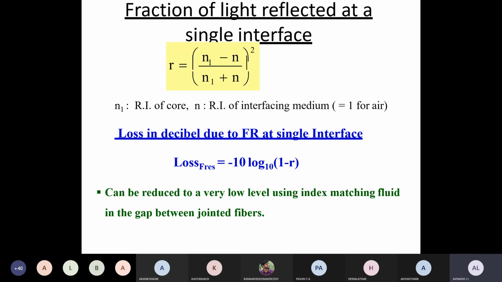Then the reflection at the interfaces will not occur. The interface reflection is not occurring, so we are going to reduce the loss. That is why you can say that this loss can be reduced to a very low level by using index matching fluid in the gap between the jointed fibers.